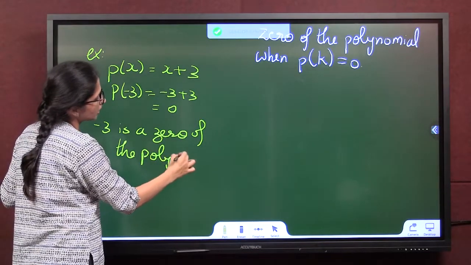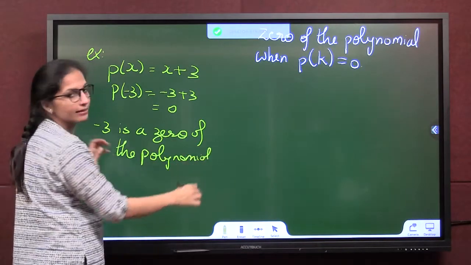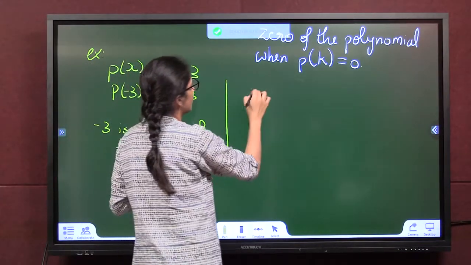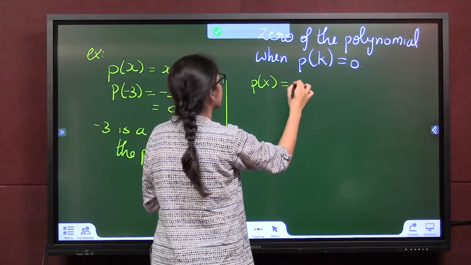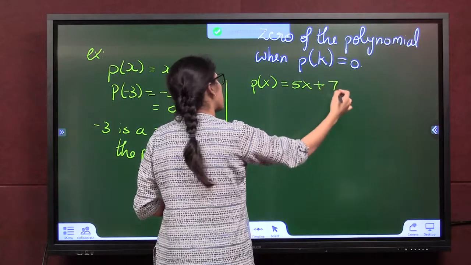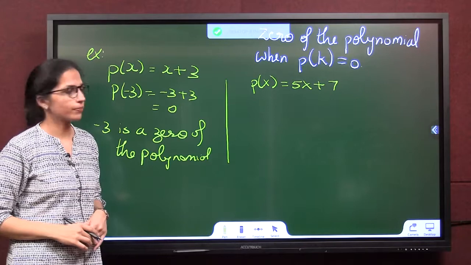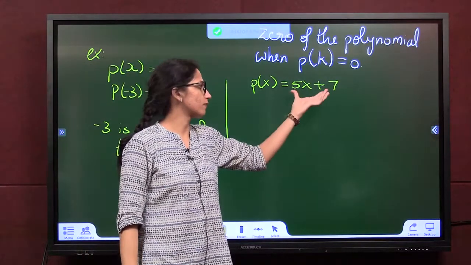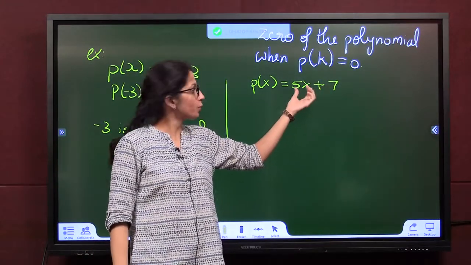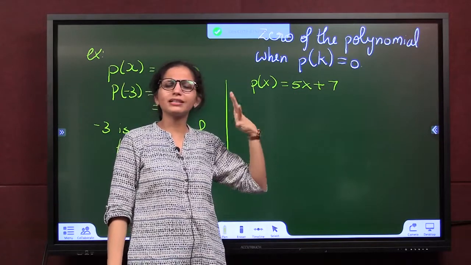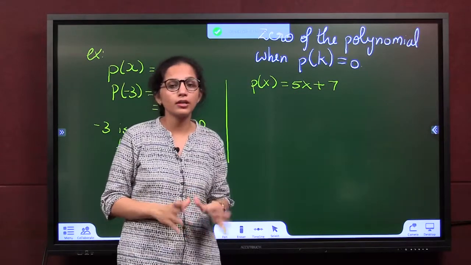But now the question is, what do I do if it's complicated? For example, p of x is equal to 5x plus 7. What should I put in the place of x so this expression becomes 0? If you put 1, you'll get 12. Put minus 1, you'll get 2. You put 0, you'll get 7. You try different numbers, it's a little complicated. How do we do it?